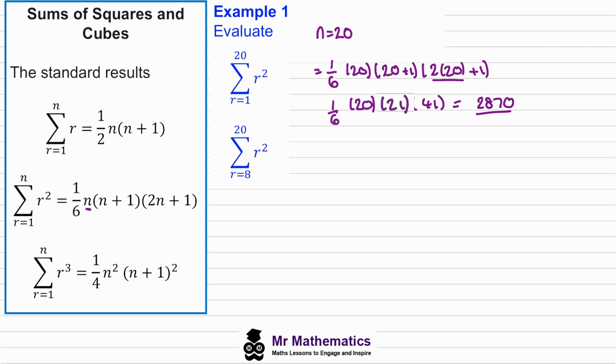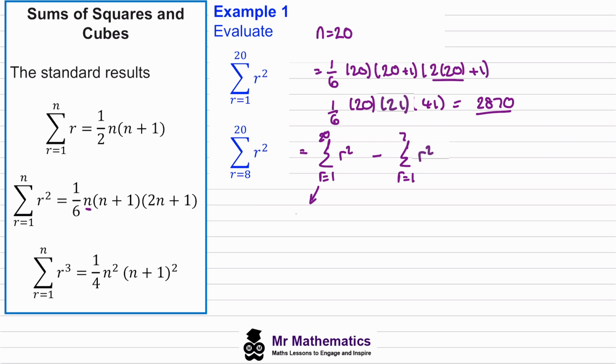For the next part, we've been asked to work out the sum of a series between the 8th term and the 20th term. But this formula only works when it starts from the first term. So we can write this as the sum of the first 20 terms from 1 to 20 of r squared, and then we can take away the sum of the first 7 terms. So we've got all 20, and we're taking away the first 7, so what we have left is the sum of the 8th to the 20th term.